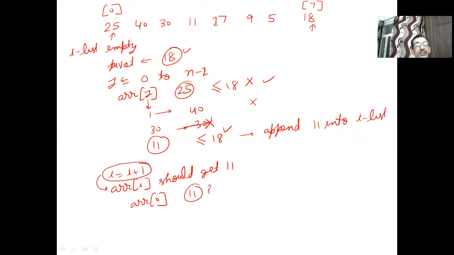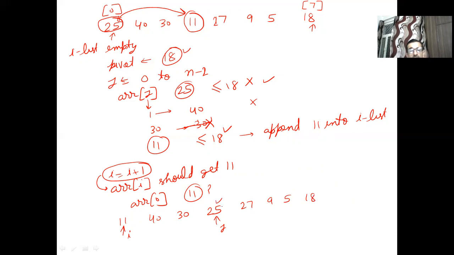But if I put 11 here, 25 will be lost. So effectively what I will do is when 11 is coming here, I will swap these two values. So swapping will mean this becomes 11. You have here 40. You have here 30. 25 comes here. I is here now. J was already here. And we have the next value 27, 9, 5, 8.